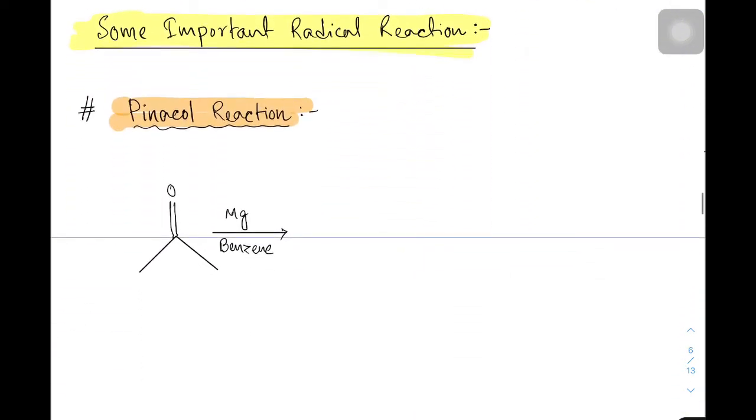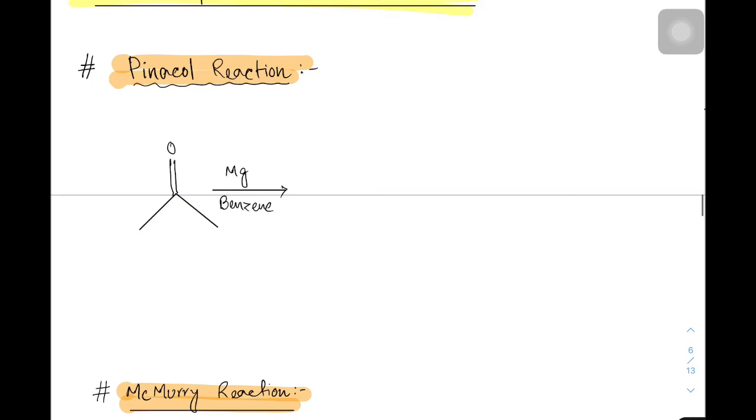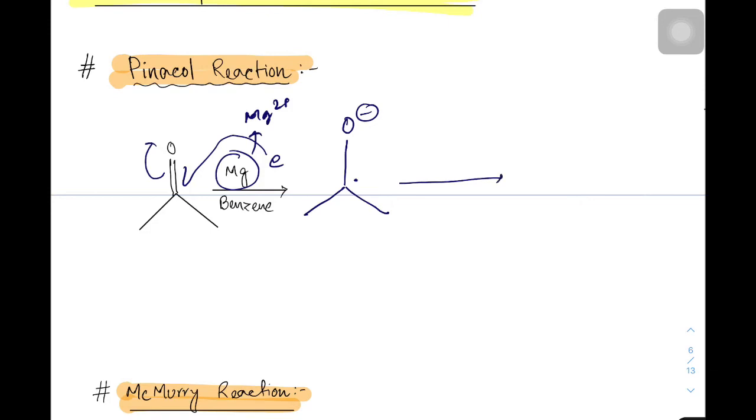Now come to some important radical reactions. First of all, the Pinacol reaction. In this case, magnesium can donate 2 electrons and form the 2+ state. Now in this case, 1 electron attacks the electrophilic center and forms this type of intermediate. To two compounds, in the presence of Mg2+.